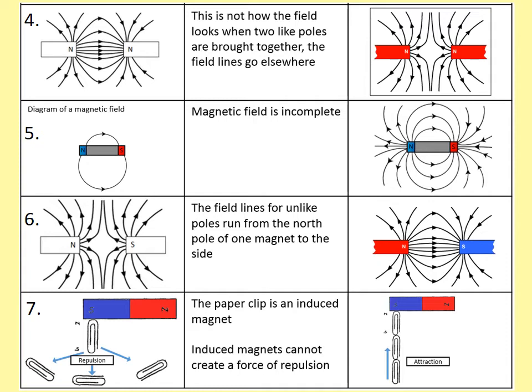Number 6, here they've got the magnetic field lines coming out of the north. That's fine, but they've also got field lines coming out of the south on the right hand side. They should be going into the south, which means that in the middle there, the magnetic field lines go from the north to the south. And number 7, the paperclip's an induced magnet. Now, induced magnets will only set up other induced magnets and you'll get attraction. A paperclip can't end up repelling something. It's not a permanent magnet.